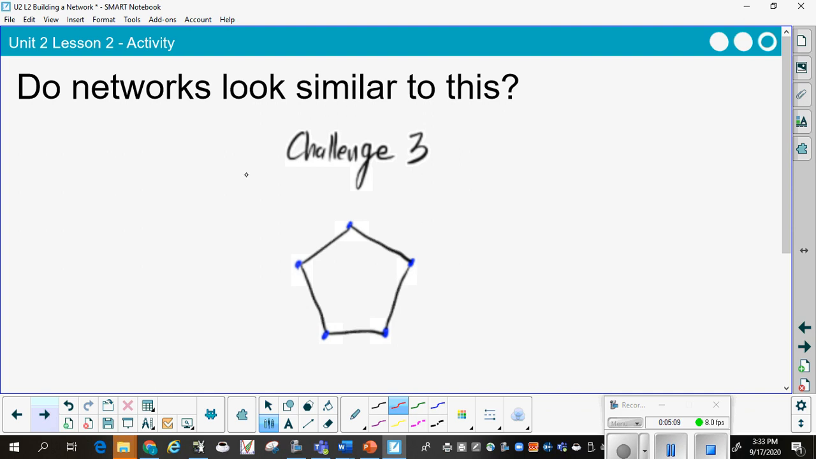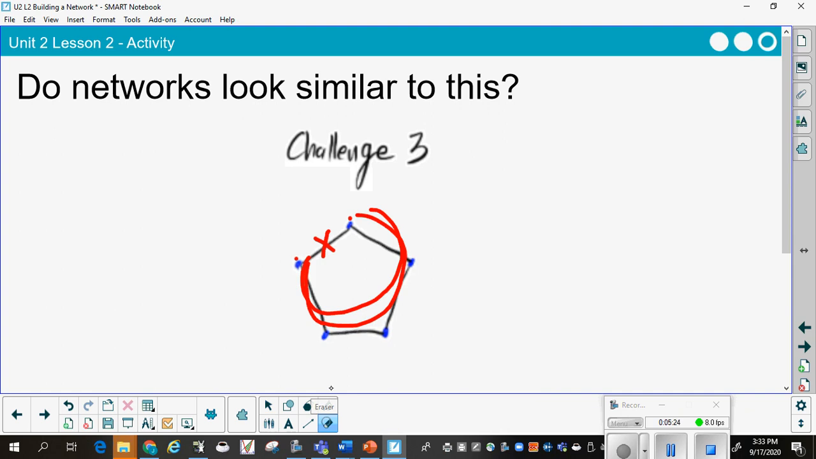Okay, if you came up with something like this, notice if I cut this line, then for this person to talk to this person, it would have to go all the way around, and vice versa. But everybody can still get to everybody else as long as only one line is broken. If two lines are broken, then you've got some problems. But you do have a little bit of redundancy.